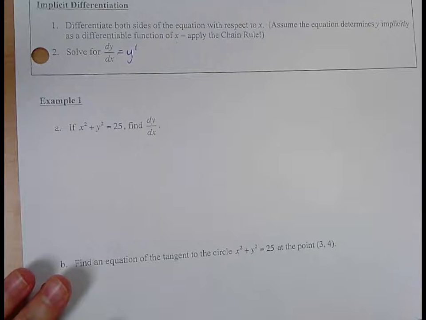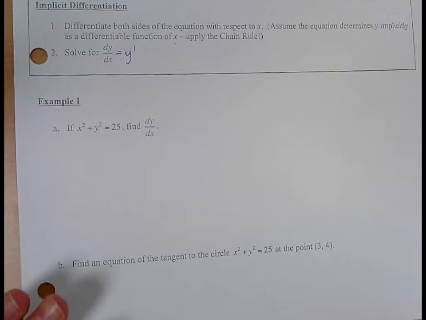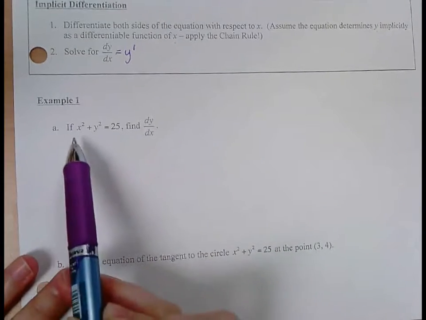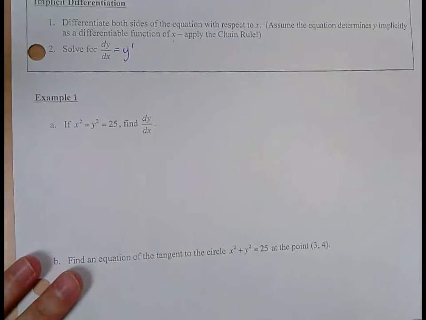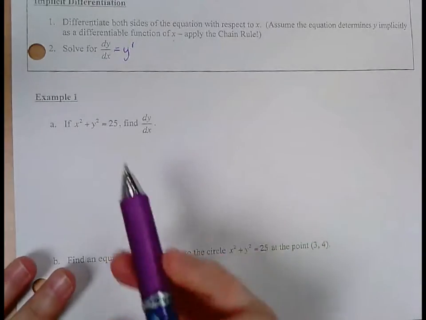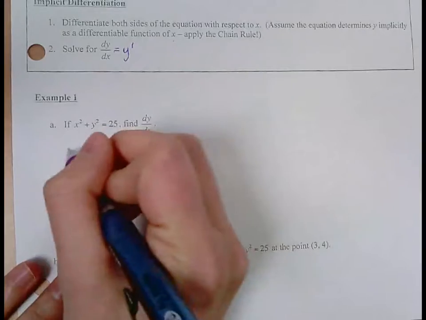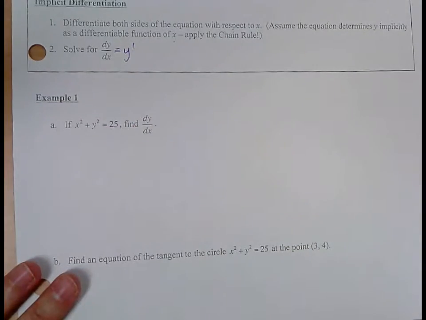Now, within this process, any derivative rule we've learned so far applies if you need it. So we have x squared plus y squared equals 25. We're going to find dy dx. Again, that's y prime. So the first step is to differentiate both sides with respect to x.